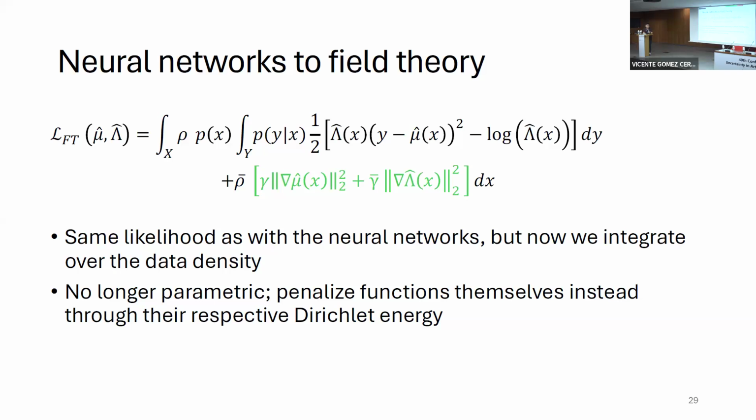We no longer have parameters for our models. Note that this field theory is over the functions mu hat and lambda hat, whereas before we were looking at that loss over the parameters theta and phi, right? So now we're looking directly at these functions and trying to learn them. So instead of penalizing parameters theta or phi, we apply penalties directly onto the functions themselves through the Dirichlet energy. That is just the 2-norm of the gradients.